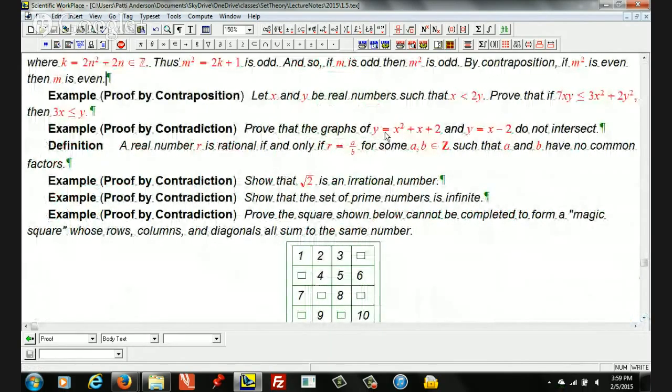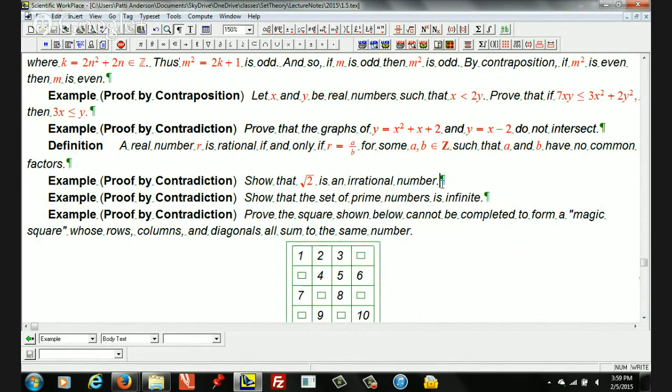Prove that the graphs, okay, we have four of them to choose from. I'm going to do these two down here, square root of 2 and the set of prime numbers. Those two we have to do, and we can do one or the other of those up there if we want. But let's do square root of 2 as a rational number.